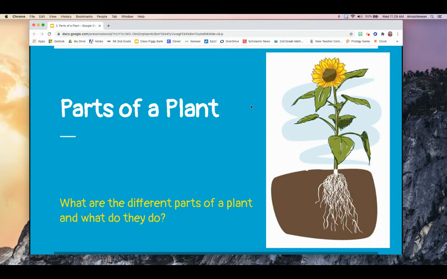We learned all about the life cycle of a plant in our last lesson, and today we're going to be talking all about parts of a plant. What are the different parts of a plant and what do they do?